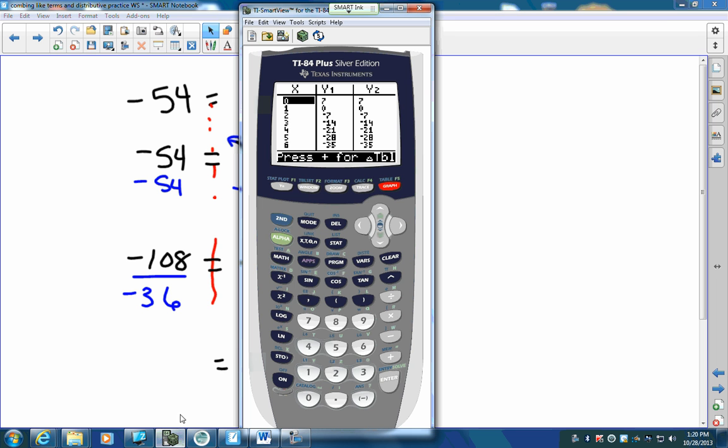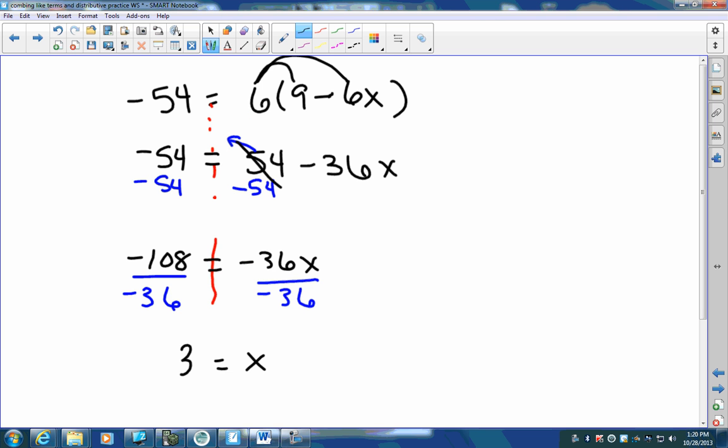And x equals, what's 108 divided by 36? Let's see. Negative 108 divided by negative 36. 3. All right. So then x equals 3.